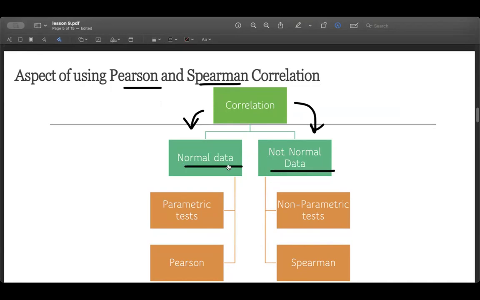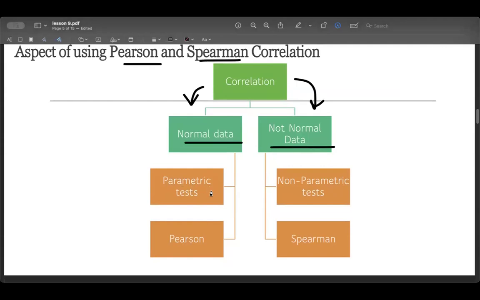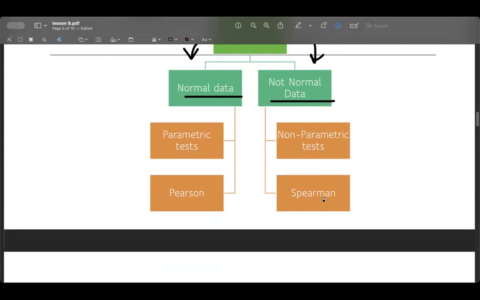If it's normal data, we have parametric tests and also the Pearson correlations. One method is we can apply the parametric tests; the other is we can apply the Pearson correlations. For not normal data, we have the non-parametric tests, as well as the Spearman correlation. So for the non-parametric test, we are calculating Spearman correlation, and for the parametric tests, we can calculate the Pearson correlation.